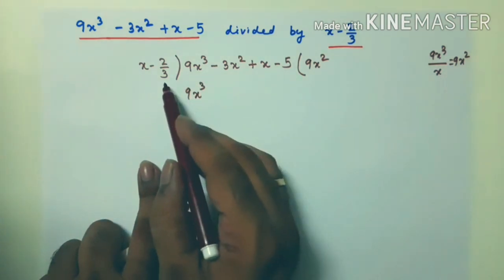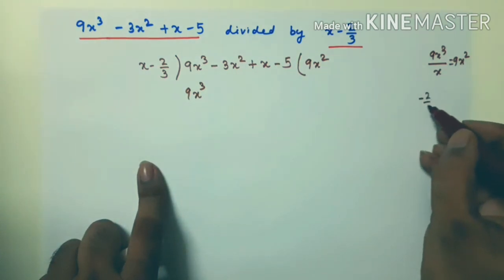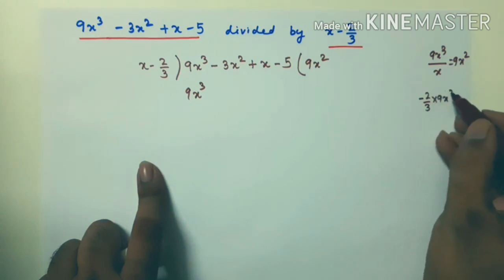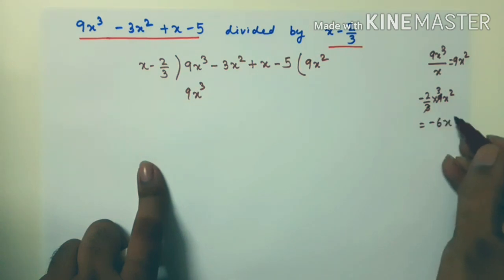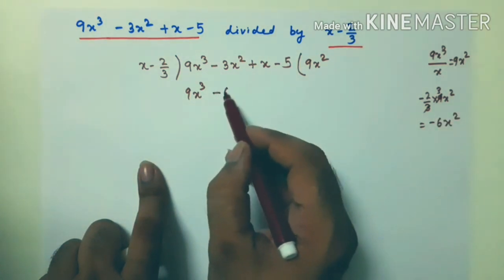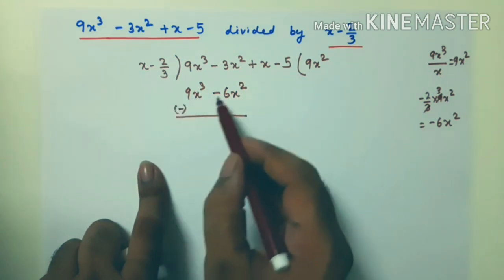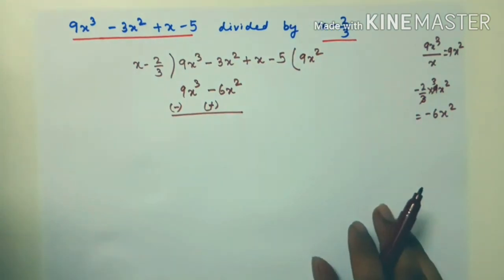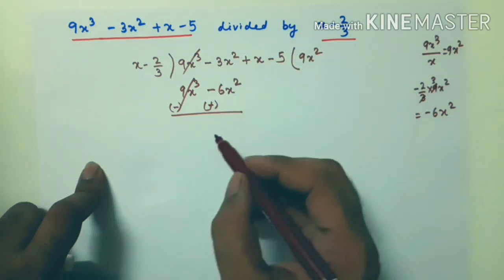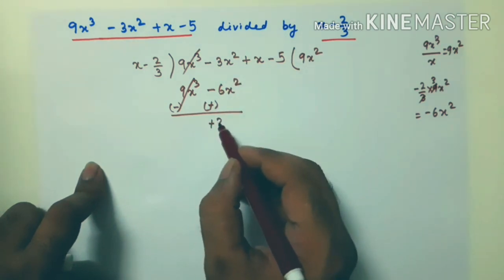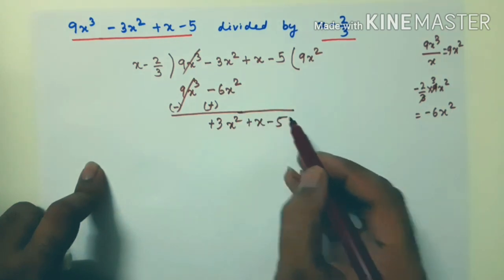Next step, we have to multiply this one also. So minus 2 by 3 into 9x squared we have to do. 3 into 9 is 3, so we get minus 6x squared. So here we will put minus 6x squared, so this becomes minus and this becomes plus. Now we can subtract. So 9x cubed minus 9x cubed gets cancelled. So minus 3 plus 6, we get plus 3x squared. Then we will bring x and 5 down.